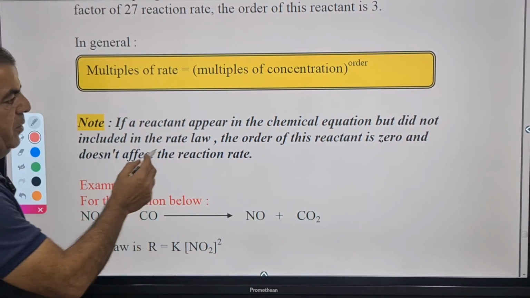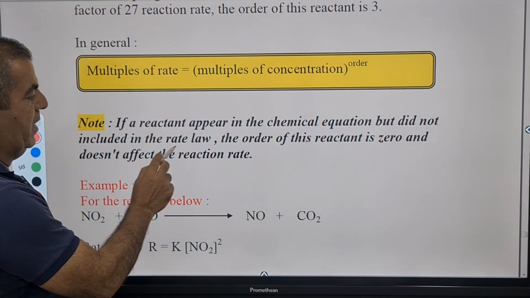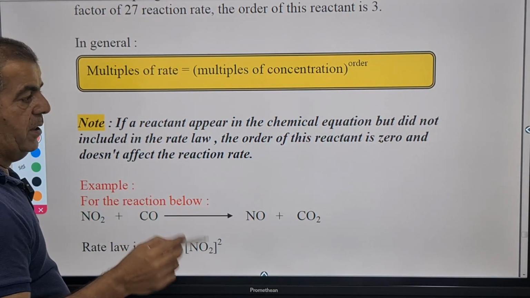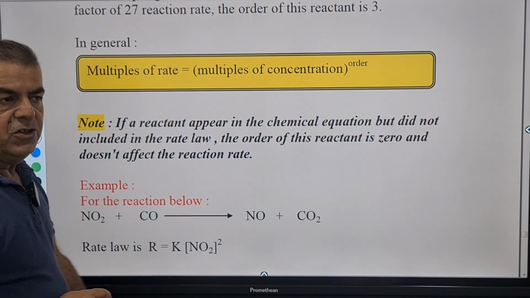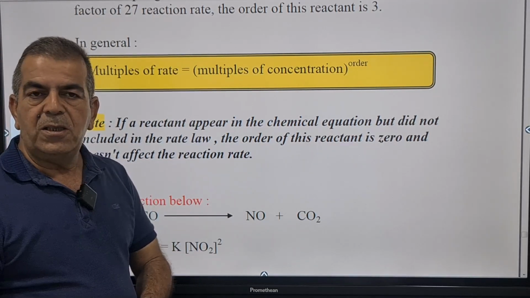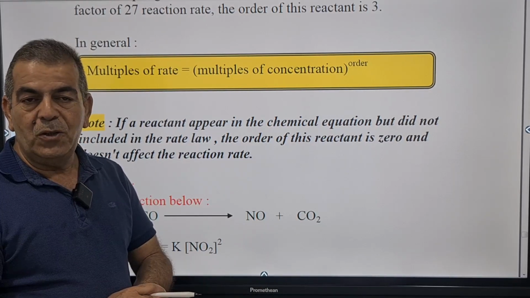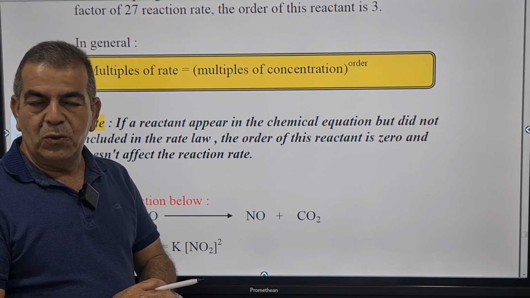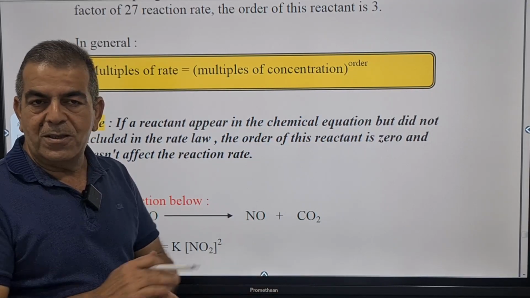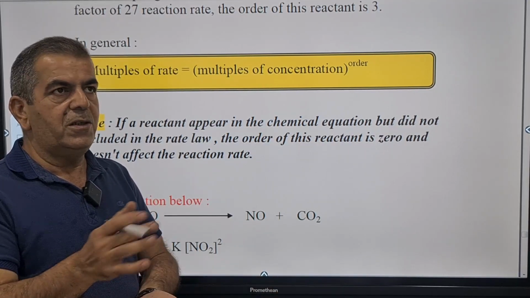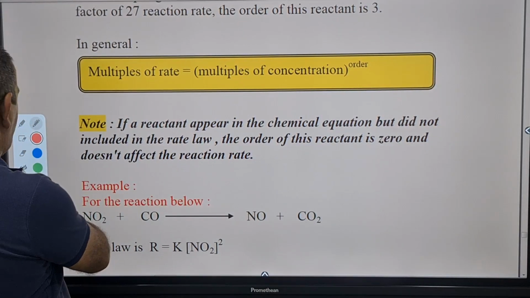If a reactant appears in the chemical equation but is not included in the rate law, the order of this reactant is zero. Sometimes changing the concentration of one reactant doesn't affect the rate, so this reactant is not written in the rate law. Why? Because its concentration change doesn't affect the rate. So we have an example here.